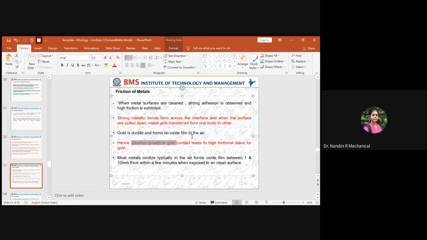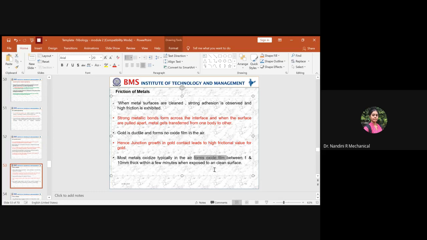Similarly, for all the metals, I'm not speaking only about the metals. Most metal oxides, when exposed to the open atmosphere, form an oxide film. This film will be in the range of 1 to 10 mm thick, and it forms within a few minutes when exposed to a clean open surface. So these are the properties of all the metal oxides.